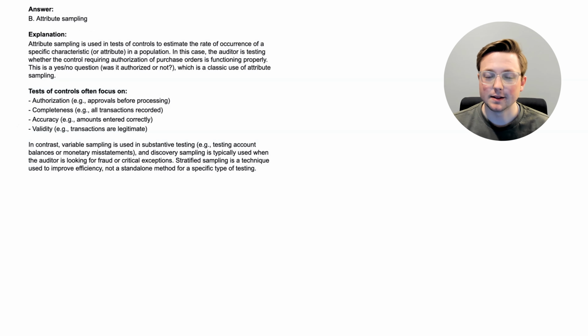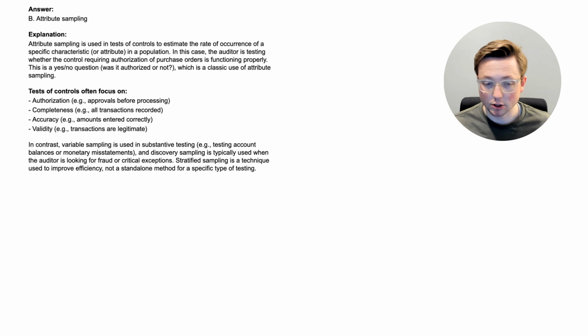All right, here we are at the answer, B, attribute sampling. So this is an example of attribute sampling. We're going to learn what that is. Let's go into the explanation. Attribute sampling is used in tests of controls, and we've talked about tests of controls a little bit in previous videos, to estimate the rate of occurrence of a specific characteristic or attribute in a population. In this case, the auditor is testing whether the control requiring authorization of purchase orders is functioning properly.